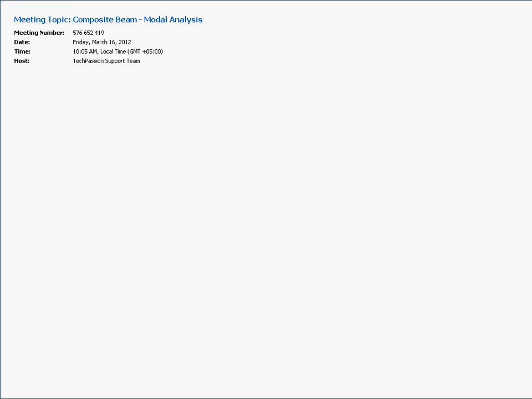Another question is this: is VMAP a finite element analysis software? The answer is no. VMAP does three things. One is experimental modal analysis. Two is analysis of experimental modal analysis data, that is, once you have experimental data, analyzing it. Third, it can be used for correlation with finite element analysis results.